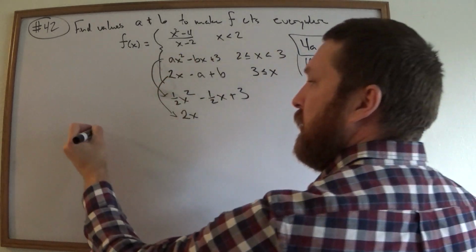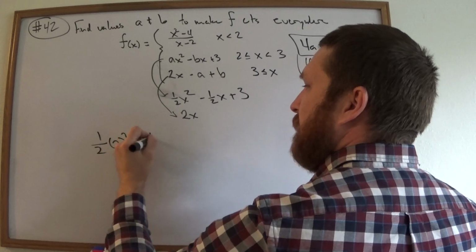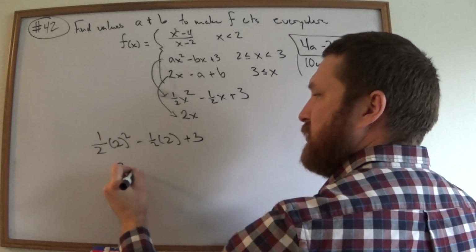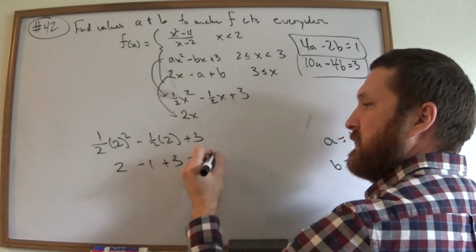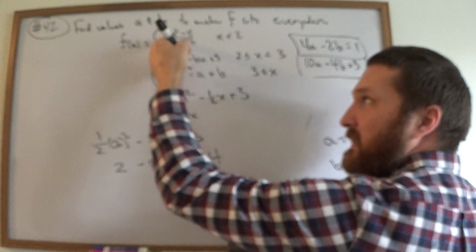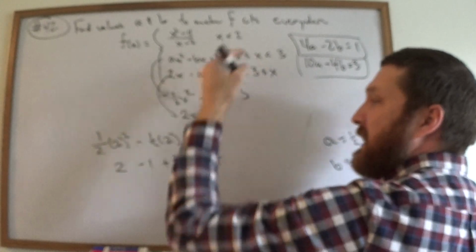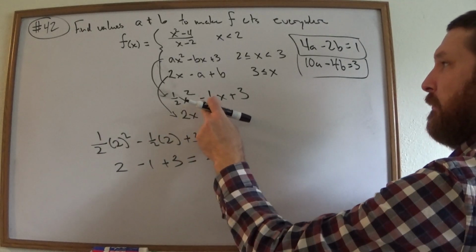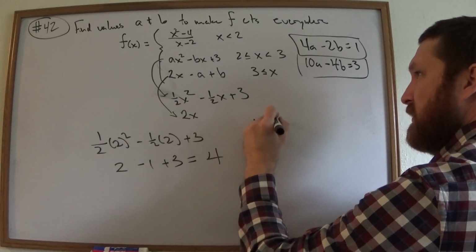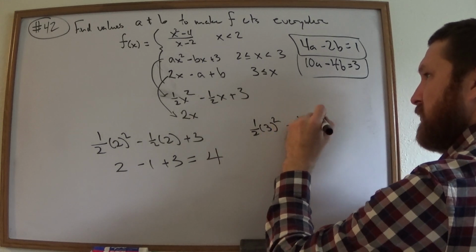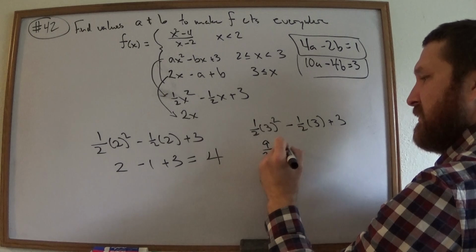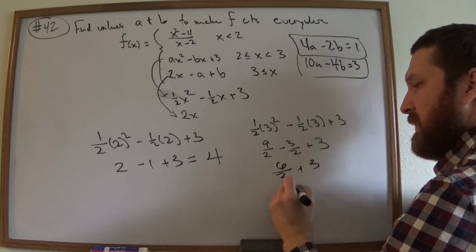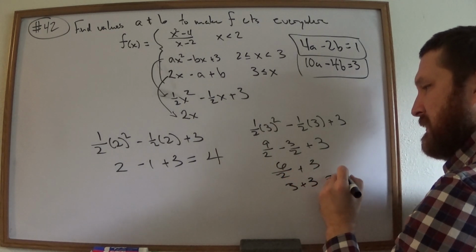I'm going to plug in a 2. 1/2 times 2 squared minus 1/2 times 2 plus 3. That's the same as 4 over 2 is 2, minus 1 plus 3 is 4. That's what we needed, so that matches up on that side. Now let's match these up on the other side. Plug in a 3: 1/2 times 3 squared minus 1/2 times 3 plus 3. That's 9 halves minus 3 halves plus 3. That's 6 halves plus 3 is 3 plus 3 is 6.